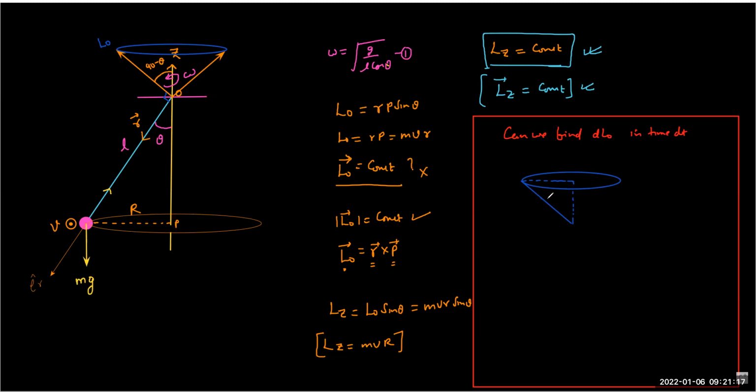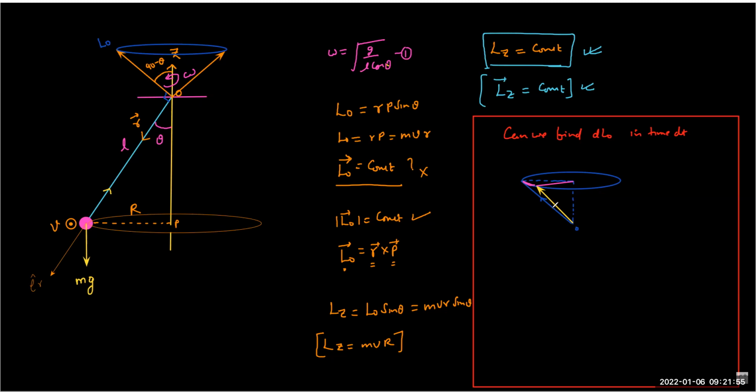So this is the L naught right now. And after time dt, the vector will just swing a bit to the right, something like this. And this change, sorry, it's MGL sin theta dt. Let me check this. Yeah, I'm getting the same answer.